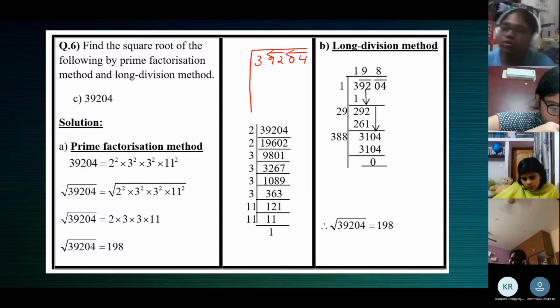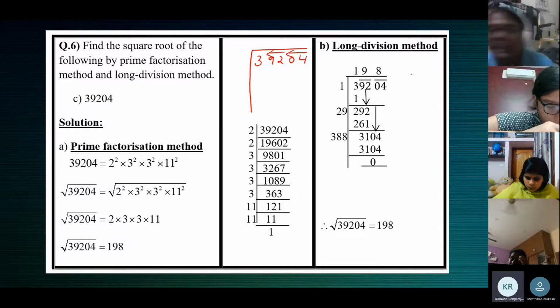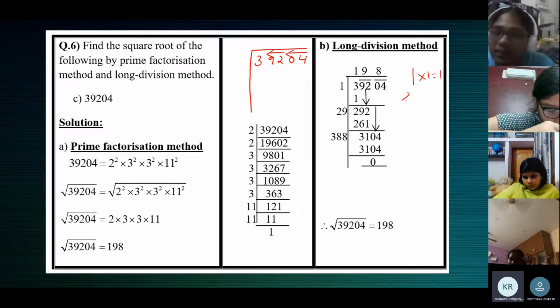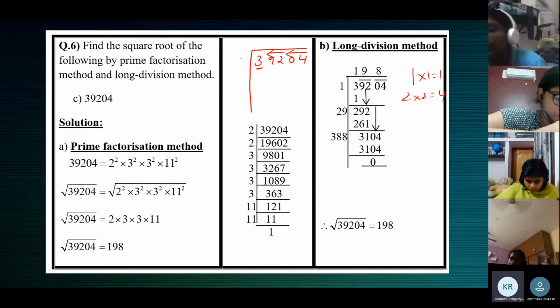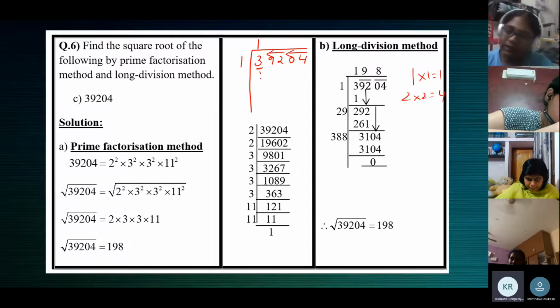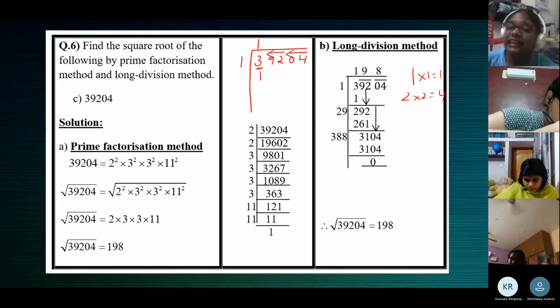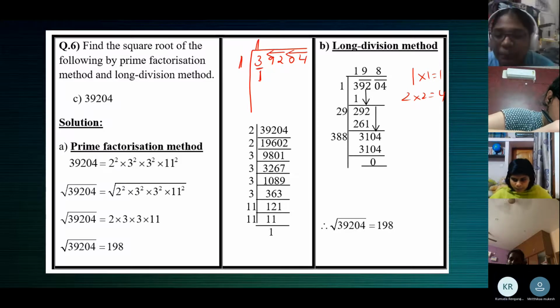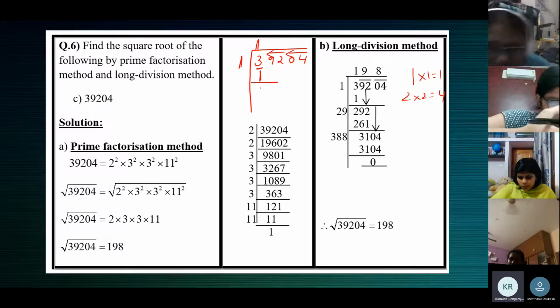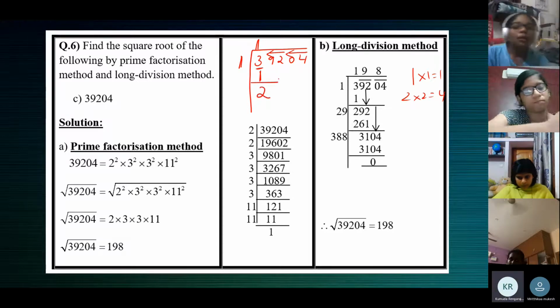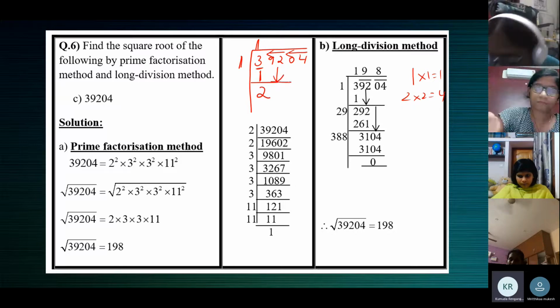So now the square numbers: 1 one is 1, 2 twos are 4. But the number we have here is 3. So we have to say 1 one is 1, because 2 twos are 4, which is more than 3. Now subtract 3 minus 1, 2. Bring the next pair down.